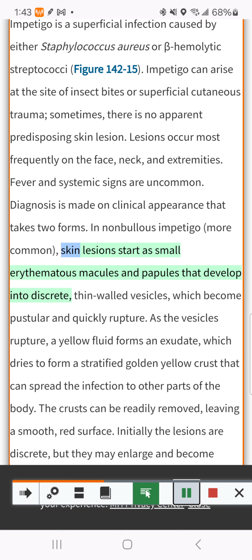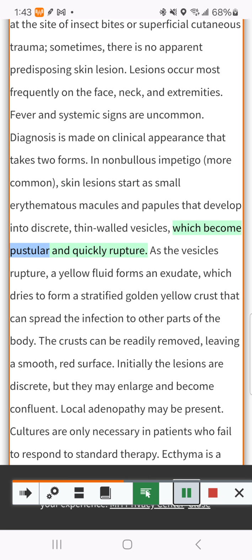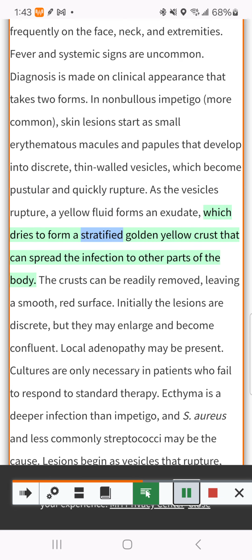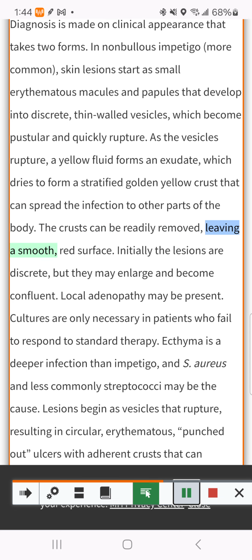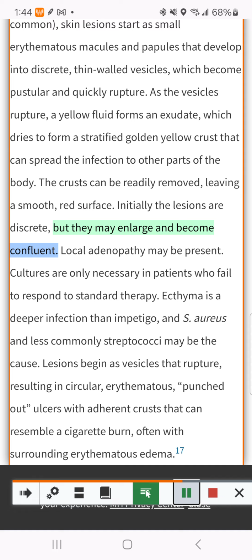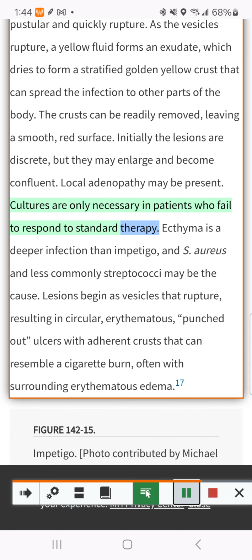In non-bullous impetigo, more common, skin lesions start as small erythematous macules and papules that develop into discrete, thin-walled vesicles, which become pustular and quickly rupture. As the vesicles rupture, a yellow fluid forms an exudate, which dries to form a stratified golden yellow crust that can spread the infection to other parts of the body. The crust can be readily removed, leaving a smooth, red surface. Initially, the lesions are discrete, but they may enlarge and become confluent. Local adenopathy may be present. Cultures are only necessary in patients who fail to respond to standard therapy.